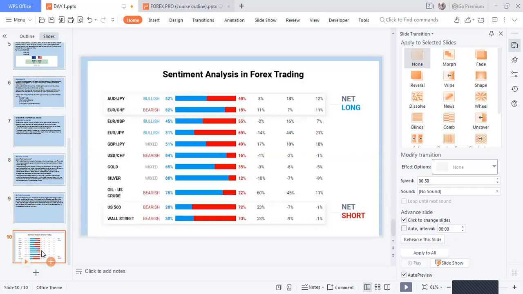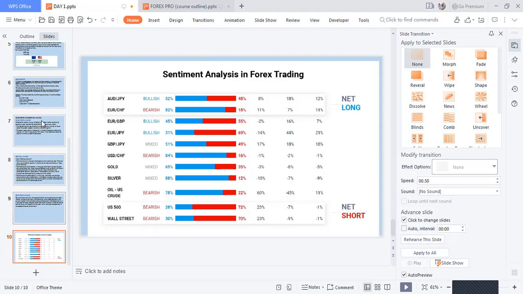Look at my screen. Sentimental analysis in the forex market is when you look at previous graphs. There are some graphs you can see on the screen. When you look at the graphs, you have net long and net short. Net long is telling you that you should enter the market as a buy. And net short is telling you that you should enter this market as a sell.